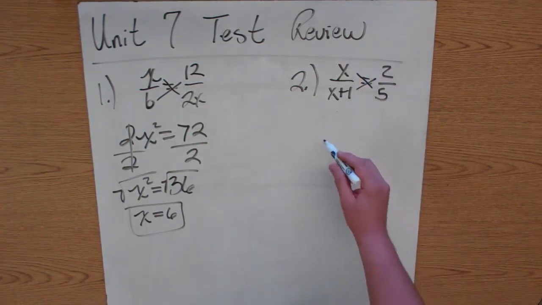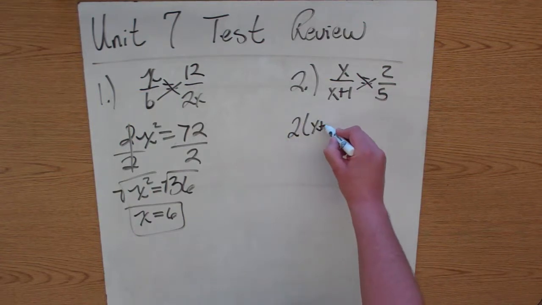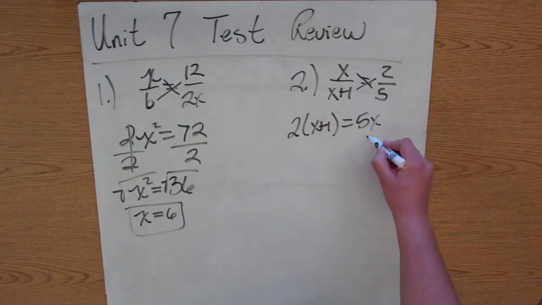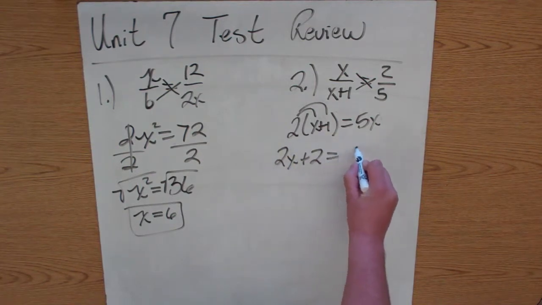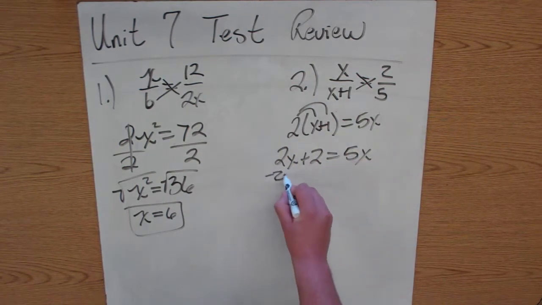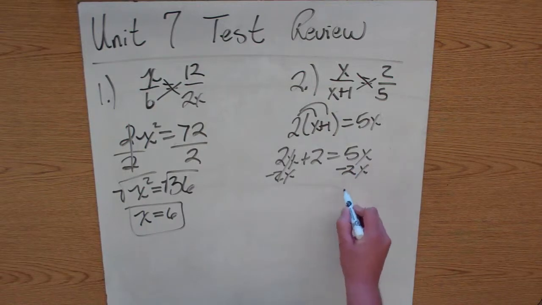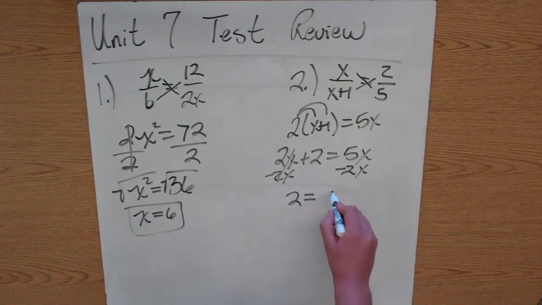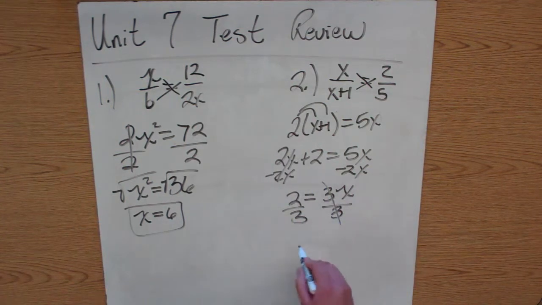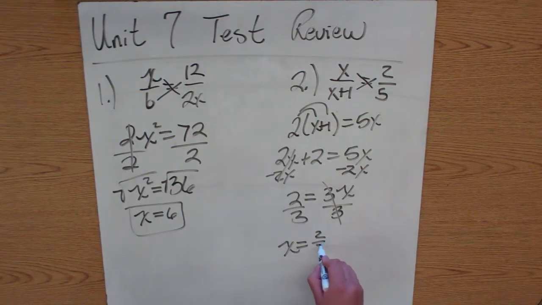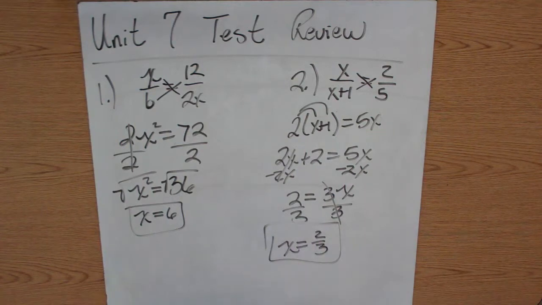So cross multiply here, you get 2 times x plus 1 equals 5x. Distribute that through. 2x plus 2 equals 5x. Subtract 2x. Subtract 2x, so 2 equals 3x. Divide both sides by 3. X equals 2/3. And that's it for the first two.